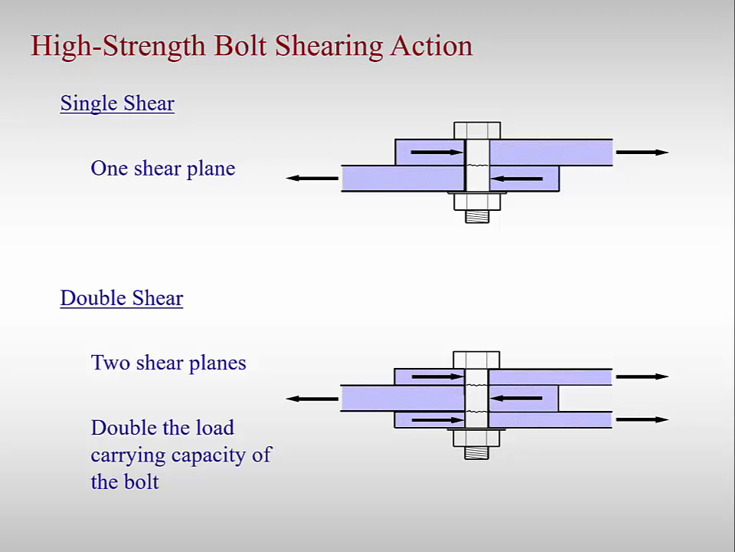Since two shear planes must form to fail the bolt, it has double the strength of the same bolt subject to single shear. Note that in order to have double shear, you must have a main plate sandwiched by two side plates. The sum of the side plate thicknesses is usually equal to or greater than the thickness of the main plate.